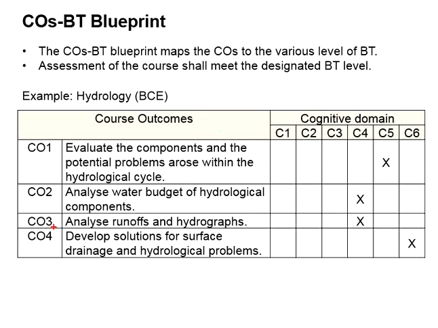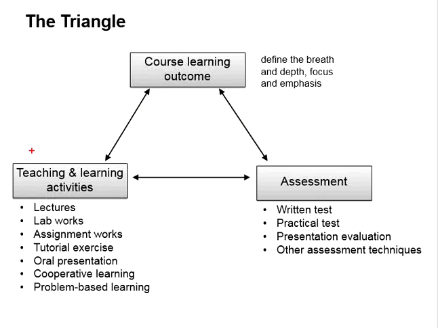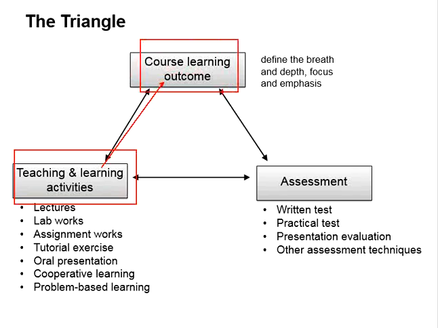Let's say now you are dealing with CO4 here. When you talk about finding the solutions for these two types of problem, you will need to make sure they have the ability to develop solutions. Teaching them how to apply certain principles is not enough. Teaching them how to analyze the problem is also not enough. Since here already specified level 6, then you will have to teach up to level 6. This is so that your teaching and learning activity is in line with the course learning outcome.